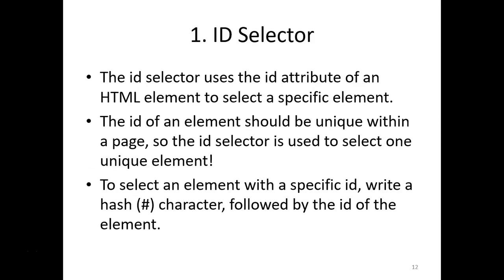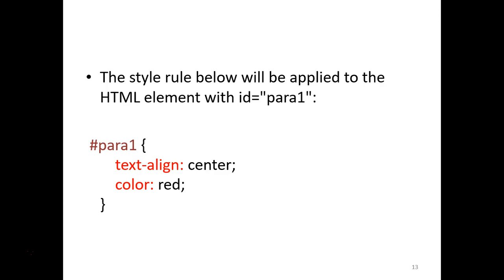First of all, the ID selector. The ID selector uses the ID attribute of an HTML element to select a specific element. The ID of the element should be unique within a page, so the ID here is used to select one unique element. So directly we will see the example.